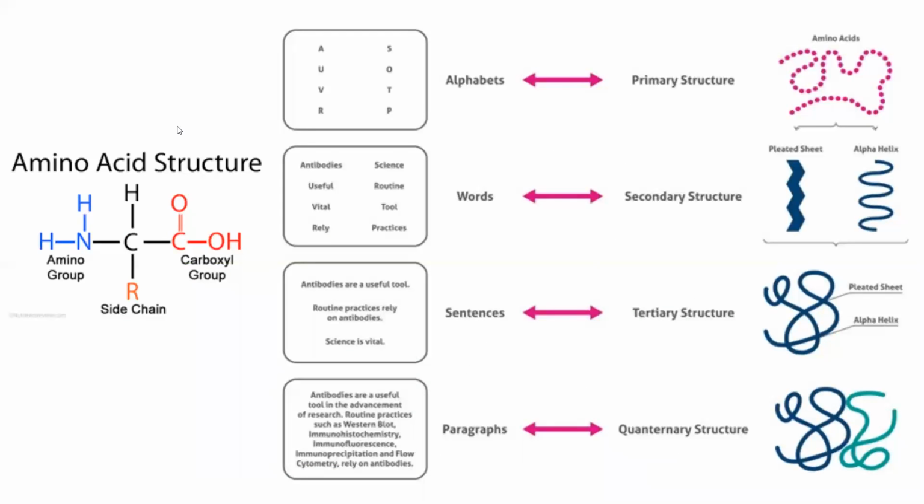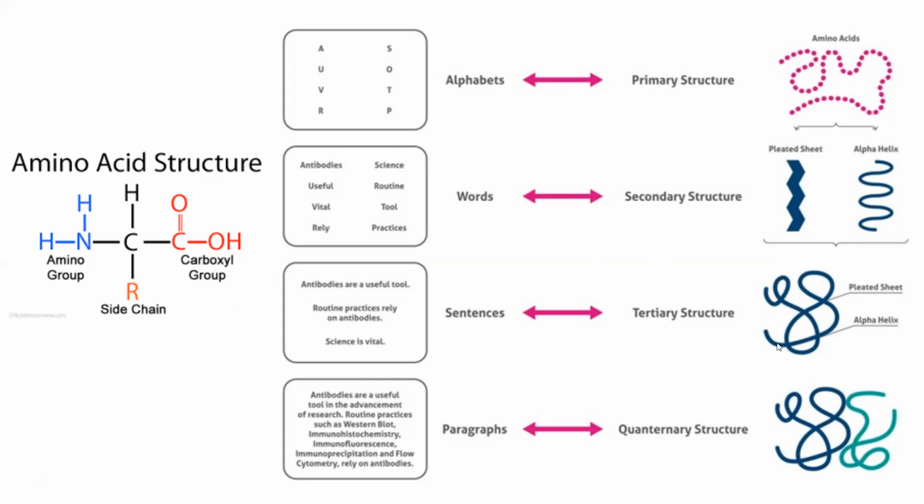Now let's talk about proteins. Proteins are specifically made up of amino acids. Remember that there is going to be an amino group or an amine group, a carboxyl group or a carboxylic acid group, the carbon in the middle, and then the side chain that's going to change.